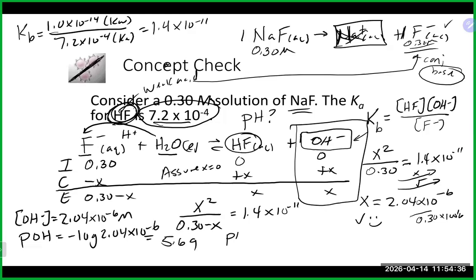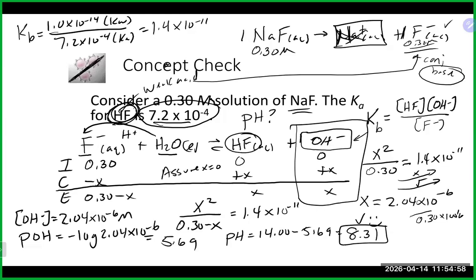So here to get to our pH, we're going to do 14 minus that. And that should get us to 8.31, which is a basic pH. And again, what we would expect in this case. Any questions on any part of that there?